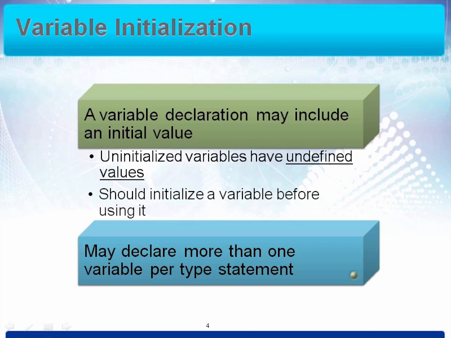We also saw that you can declare more than one variable per type statement. You can't mix types on a statement, but if you have 6 floating point numbers, you could say float A, B, C, D, or value 1, value 2, whatever they are. You can declare them all in one line. You don't have to have 6 separate float declaration statements.